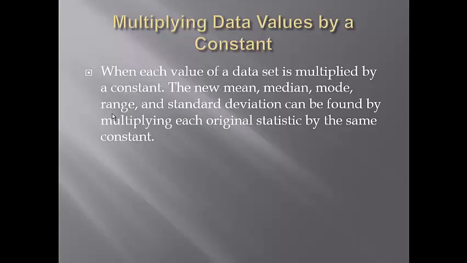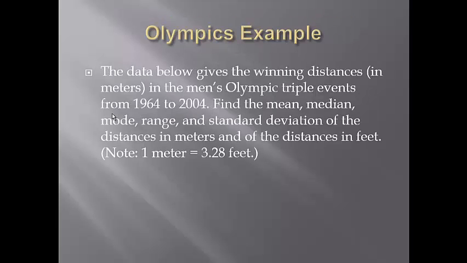Multiplying data values by a constant. When each value of a data set is multiplied by a constant, the new mean, median, mode, range, and standard deviation can be found by multiplying each original statistic by the same constant. So the data below gives the winning distances in meters. In this example, it's the Olympics example. So find the mean, median, mode, range, and standard deviation of the distances in meters, and of the distances in feet. So we need to find it in meters, then in feet. So we need to find the mean, median, mode, range, and standard deviation, then multiply each value by 3.28.